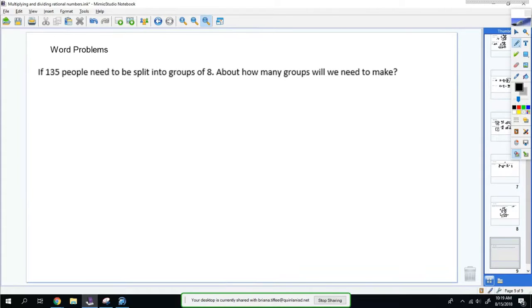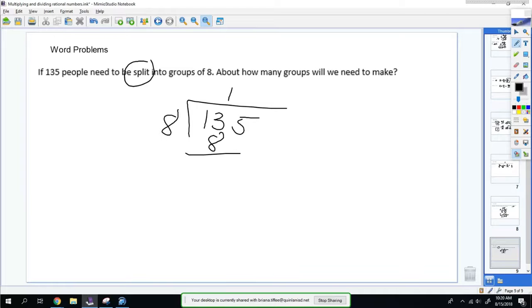Last one is if 135 people need to split into groups of 8, how many groups will we need to make? So this one means split, so it means to divide. So take a second and divide 8 into 135. Well, 8 goes into 13, 1. 13 minus 8 will be 5. We're just going to pause the video there.